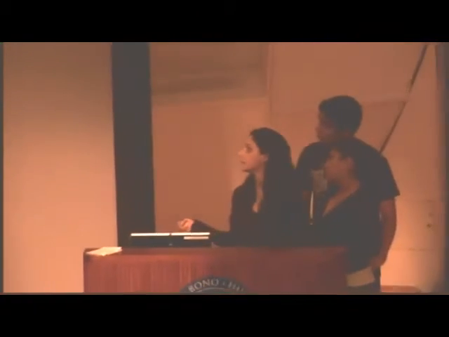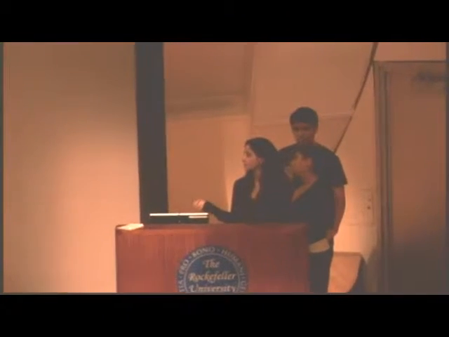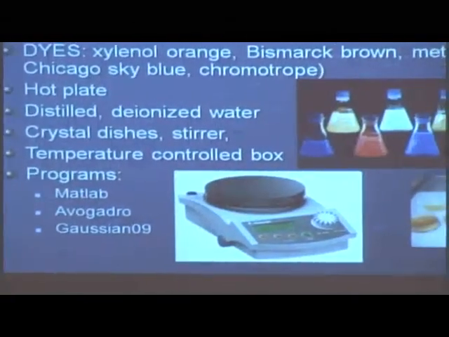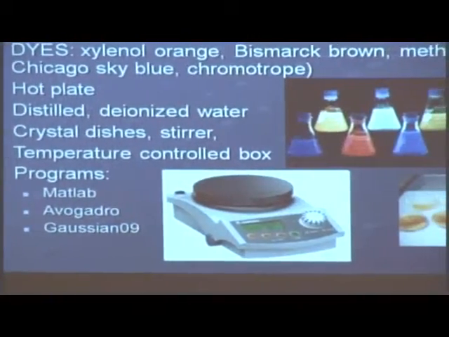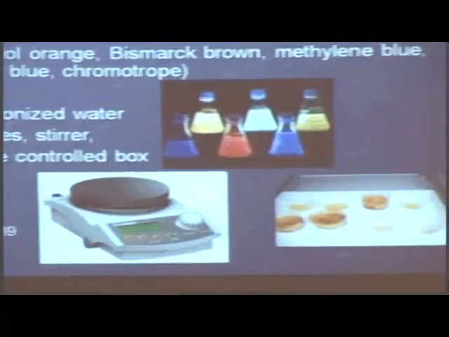And what we use to grow crystals are different chemicals. We use ammonium perchlorate, we use KDP, which is potassium dihydrogen phosphate. We use KAP, which is potassium acid phthalate, copper sulfate, and urea oxalate. We use different dyes also, like xylenol orange, Bismarck brown, and methylene blue, and they look more like these types of dyes. Then we use a hot plate, distilled and deionized water, crystal dishes, stirrers, and a temperature control valve, and we use computer programs to draw the molecule structure: MATLAB, Avogadro, and Gaussian.